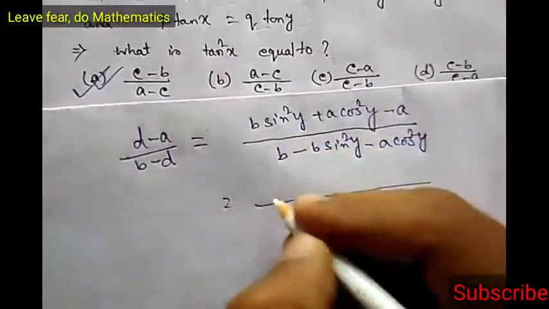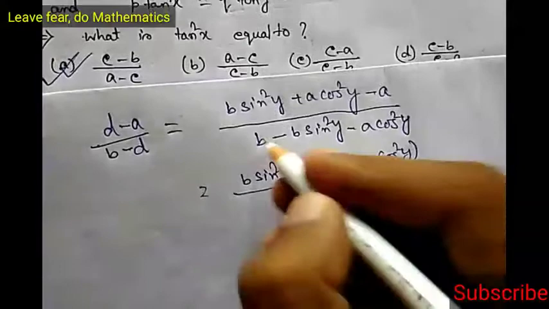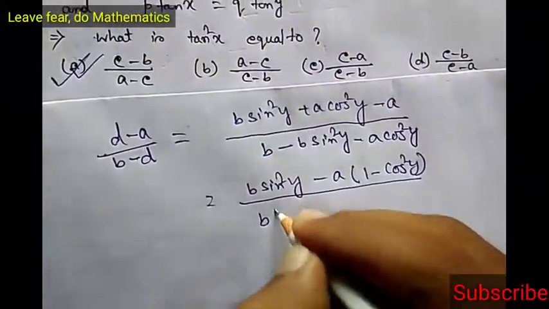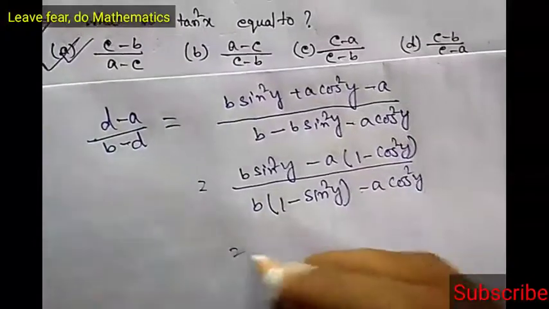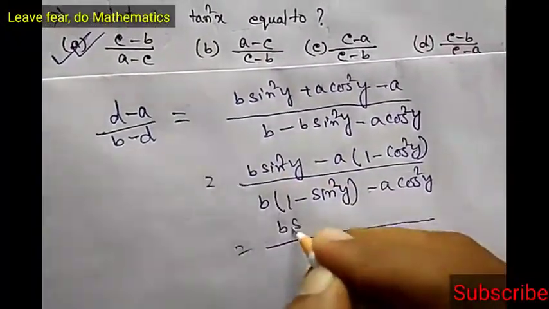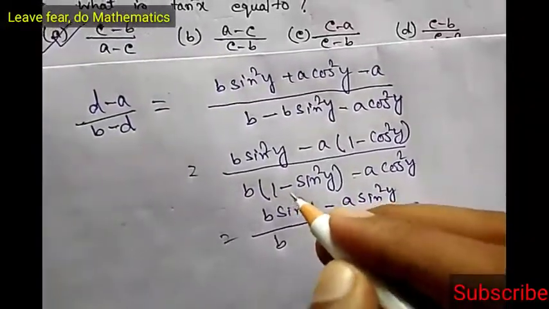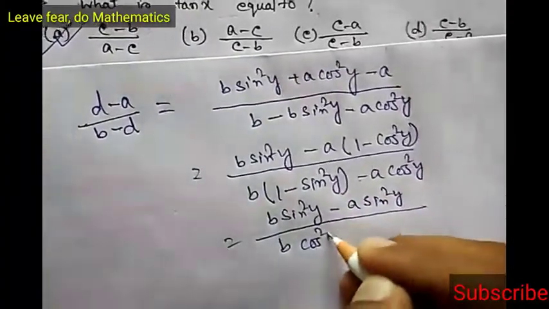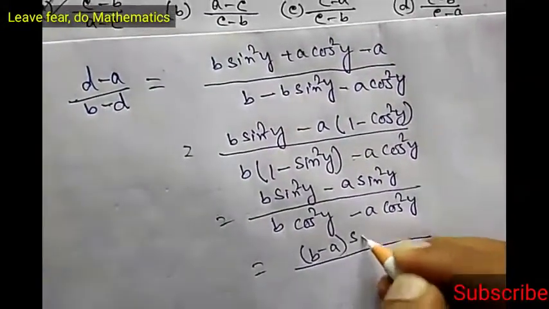Now we can write this as, look, b sin square y, and we can write a cos square y minus a as minus a times 1 minus cos square y. Similarly, we can write b minus b sin square y as b times 1 minus sin square y, minus a times cos square y. So we now have b sin square y minus a times 1 minus cos square y, and that equals sin square y. Similarly, b times 1 minus sin square y can be written as cos square y, minus a cos square y. So now we can write the numerator as b minus a times sin square y.